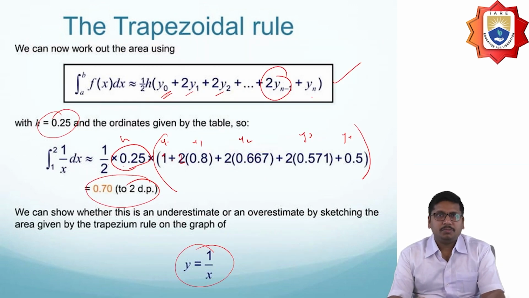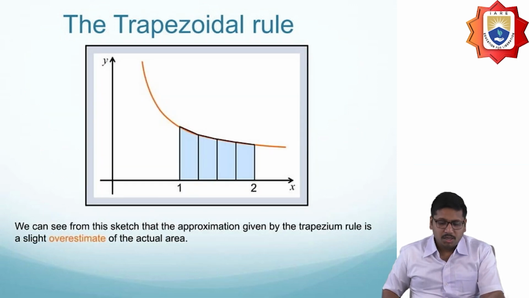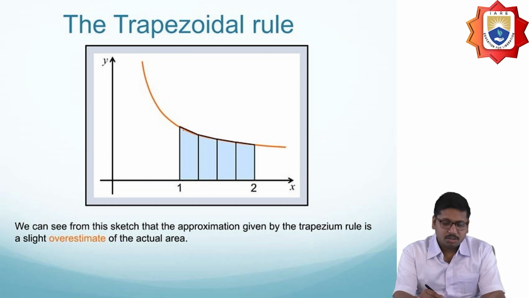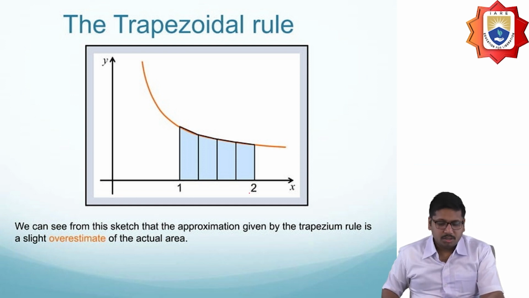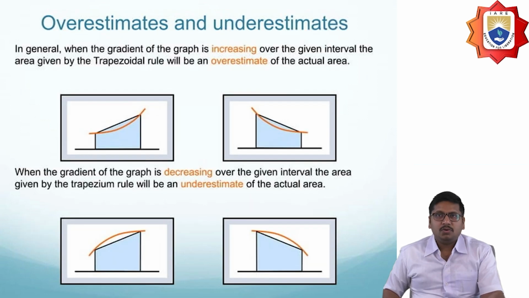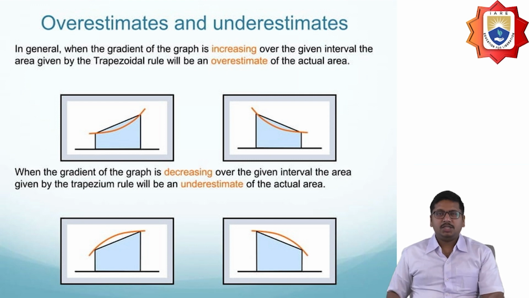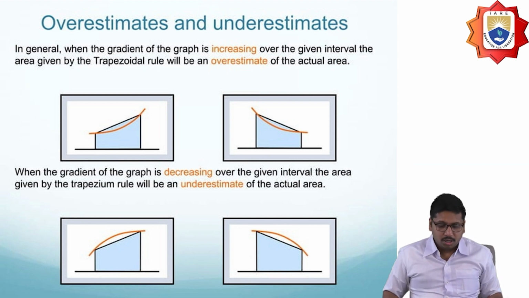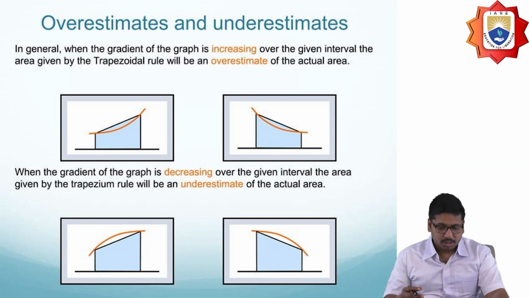After substituting these y0, y1, y2 values in the equation, I'm going to get the value, and after working this out I'm going to get the approximation. What I'm going to get is an overestimate of the actual area. So this is how we estimate the regions of the graph, whether it should be an overestimate or underestimate.